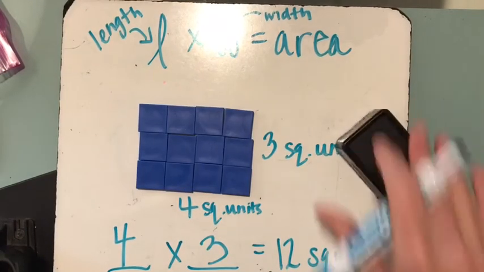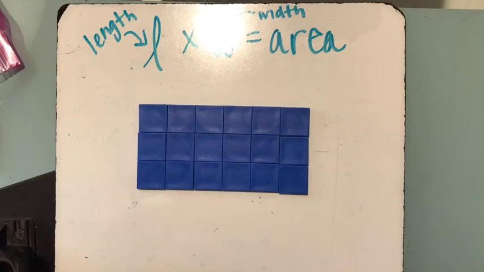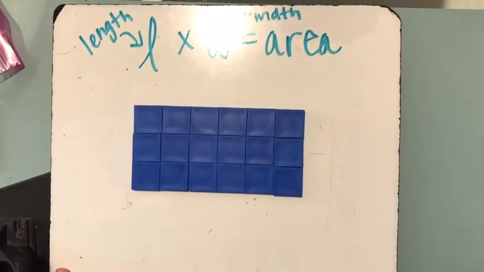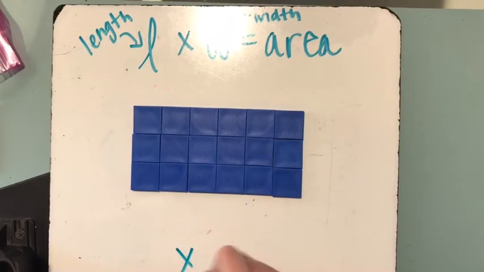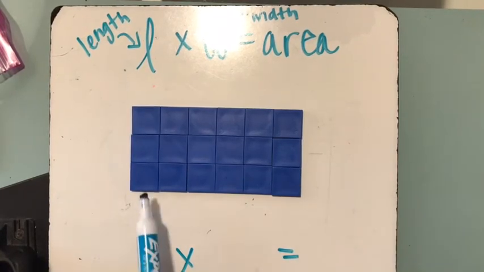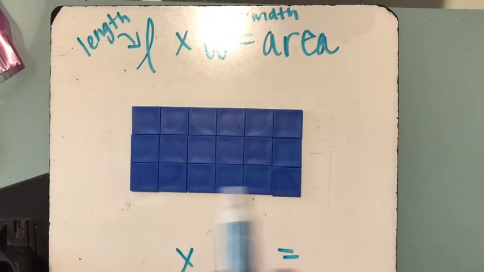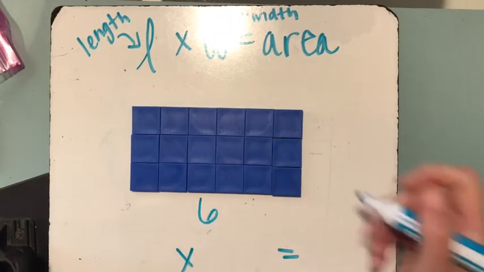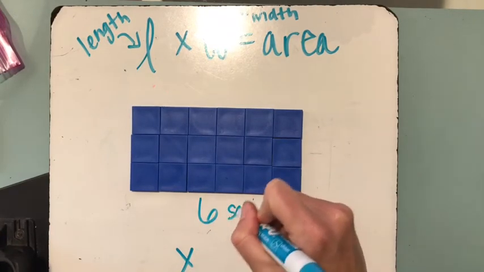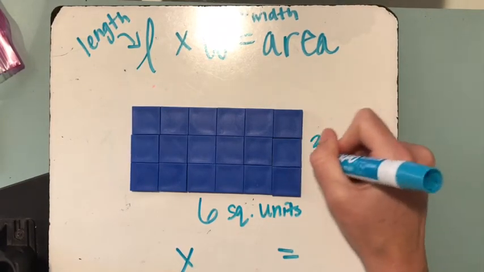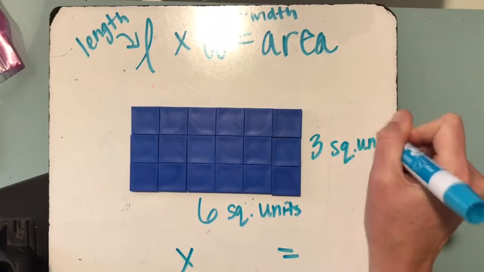Okay, let's do another one. All right, here's our next one. So I'm finding the length and the width. So let's find the length first. So I'm just gonna put units down here. Okay, so the length is, the length is the longest side, 1, 2, 3, 4, 5, 6. 6 square units. And then the width is 1, 2, 3, 3 square units.